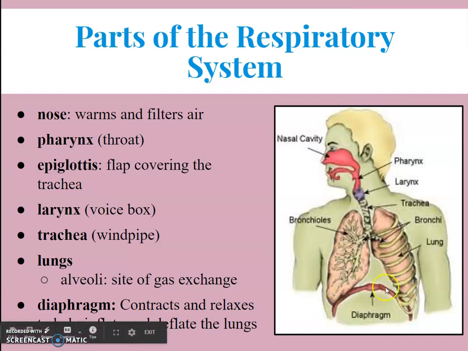And then also the diaphragm is an accessory organ that contracts and relaxes to help inflate and deflate the lungs. Whenever you contract the diaphragm, it's going to pull downwards and it's going to cause the lungs to inflate. And then when you relax the diaphragm, it is what allows the lungs to collapse and relax.